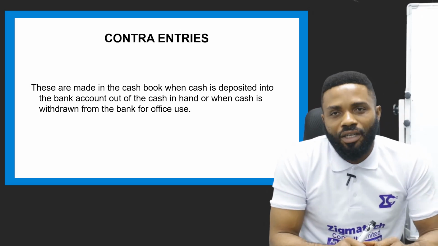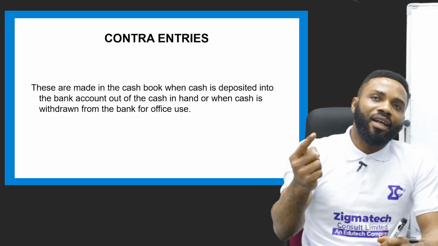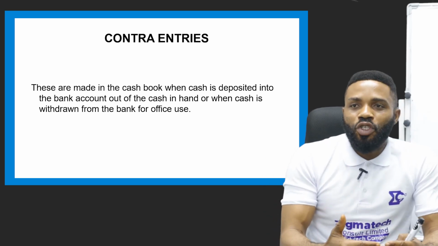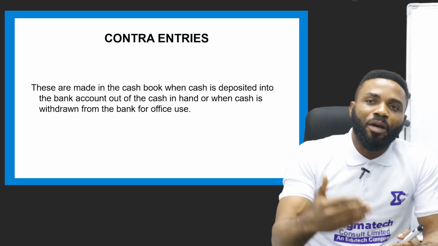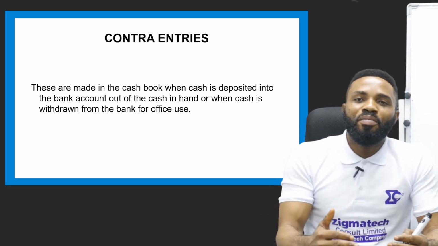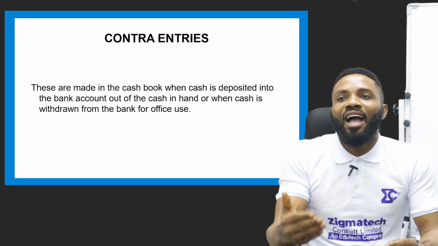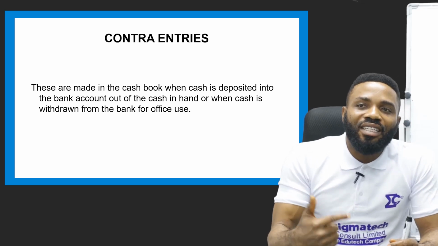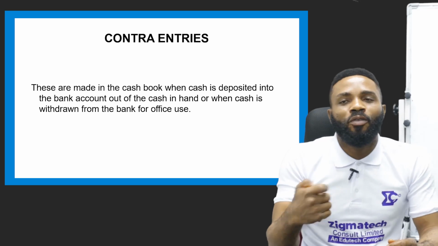What is Contra Entry? There are times when you will go to the bank to take money for office use. And there are times when you will take money from the office to deposit it in a bank. So I simply put that these are made in the cash book when cash is deposited into the bank account out of the cash in hand, or when cash is withdrawn from the bank for office use.